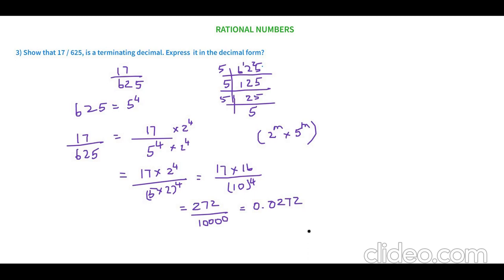Isn't it easy? We need to simplify it, make it in the form of 2 power m times 5 power m, and then put it in the decimal form, which will be easier for you to do. So this is also a very important question which was asked in the 2020 question paper.